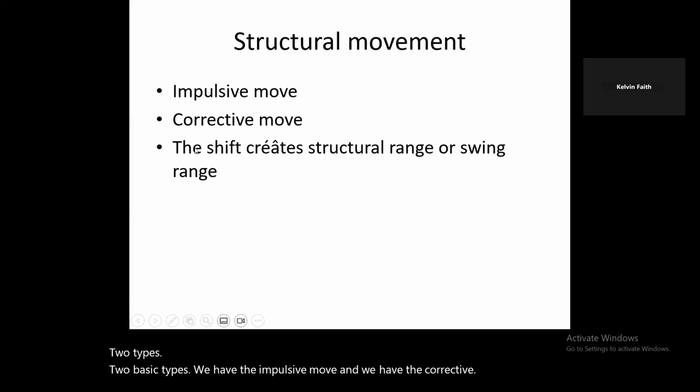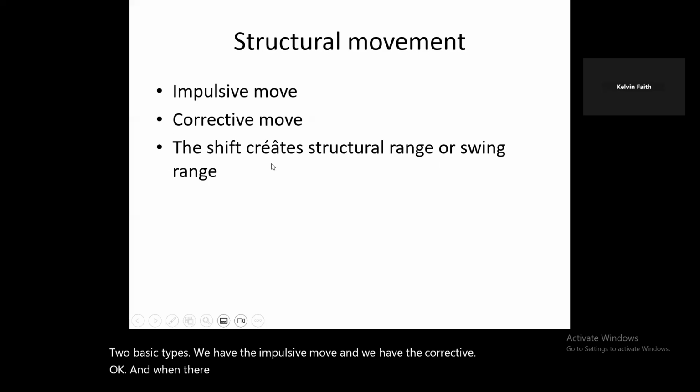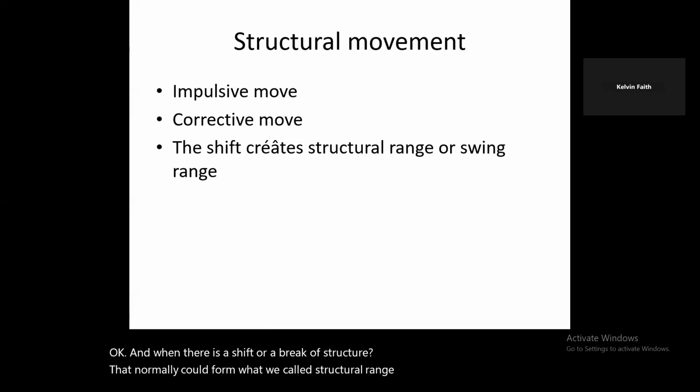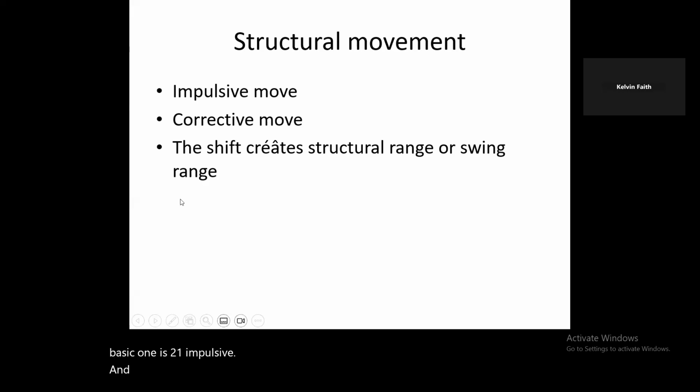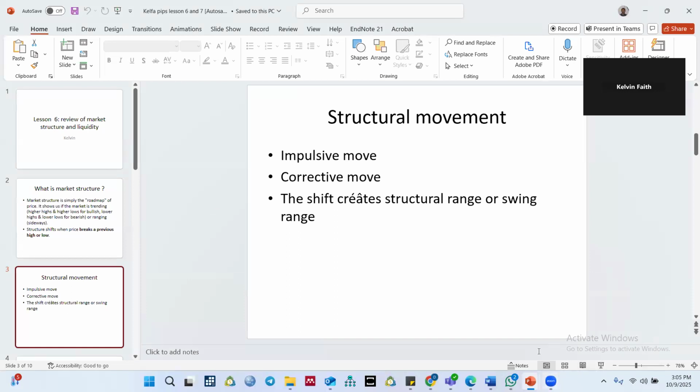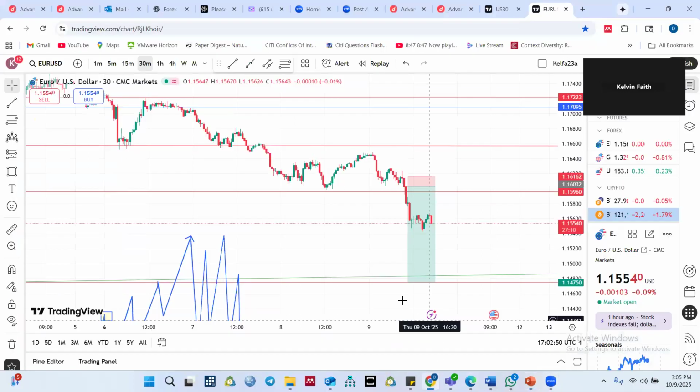When there is a shift or a break of structure, that normally could form what we call a structural range or swing range. So how many types of structural movement do we have on the market? The basic ones are two. One, impulsive, and two, corrective. Let me show you quickly what that means on the chart.